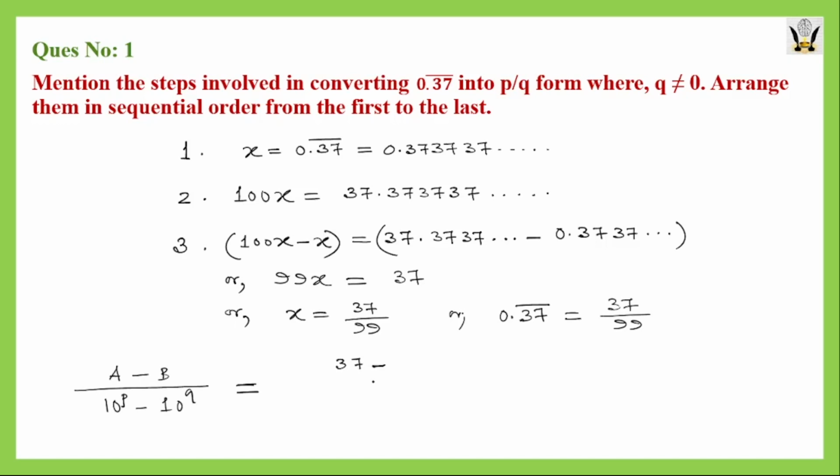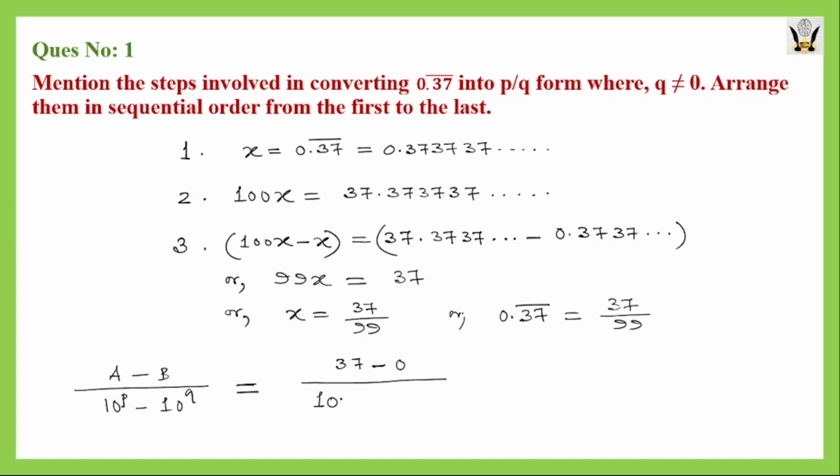b is the whole number that we obtain by writing the non-recurring digits. Now in this given number, both the digits 3 and 7 are recurring digits. That means there is no non-recurring digit in the given number. So the whole number that we will obtain will be 0. And that will be divided by 10 to the power p, where p is the total number of digits that we have in that given number after the decimal point.